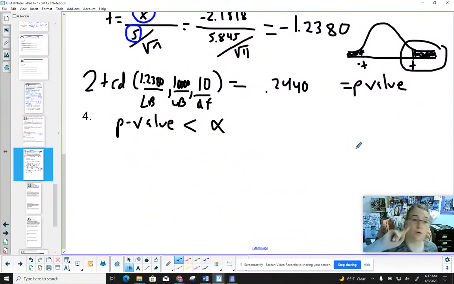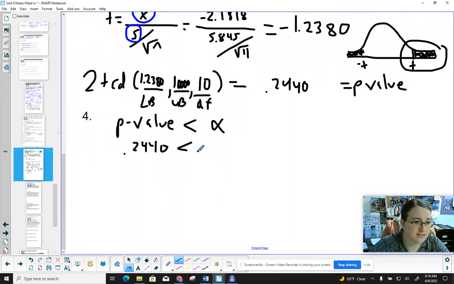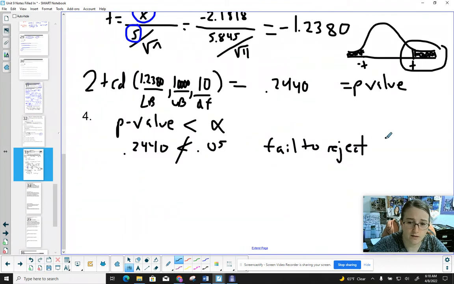Write this whole thing. What I want you to do is, again, we need to say if we are going to reject or fail to reject, and then you need to say if that means there is evidence for the claim or not, and put it in context. We need to practice putting these things in context. Okay, p-value is 0.2440. I want it to be less than 0.05, but this is not true, so we fail to reject the null.